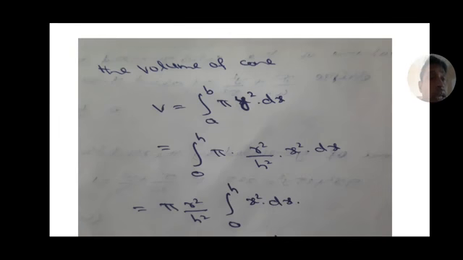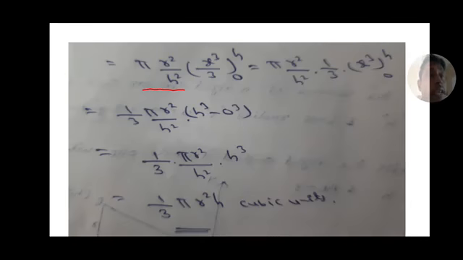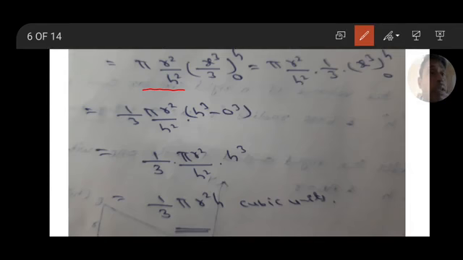Next, here x square integration is x cube by 3 from 0 to h. So pi r square by h square, 1 by 3 outside, x cube from 0 to h. Upper limit minus lower limit: 1 by 3 pi r square by h square into h cube minus 0 cube. 0 cube means total 0.